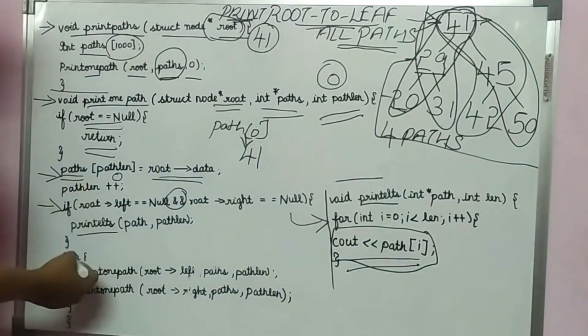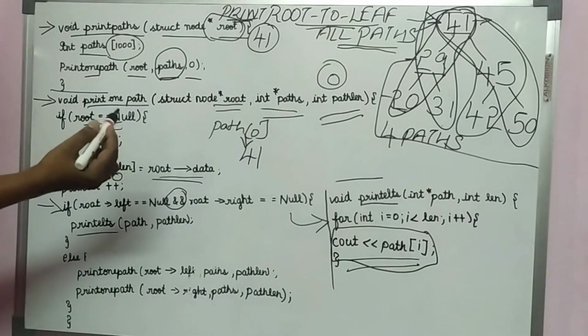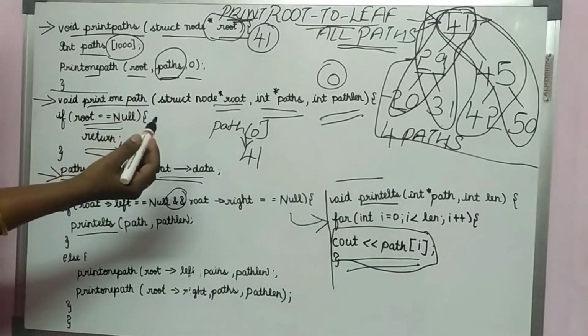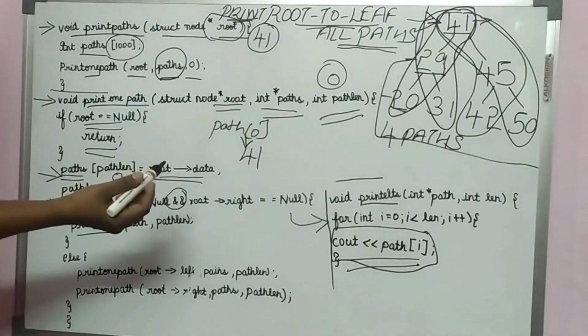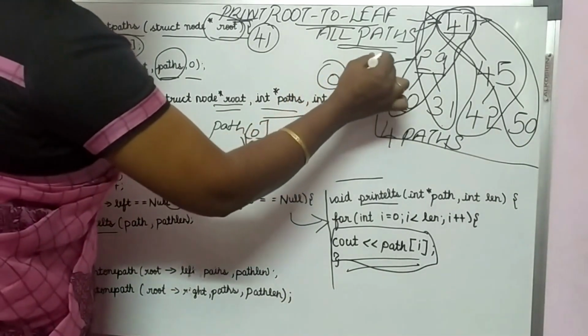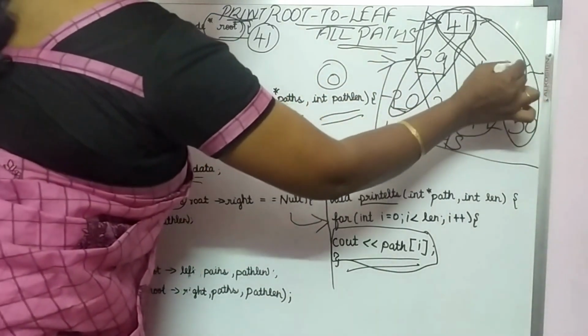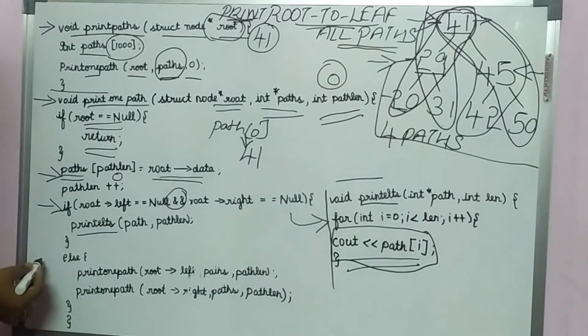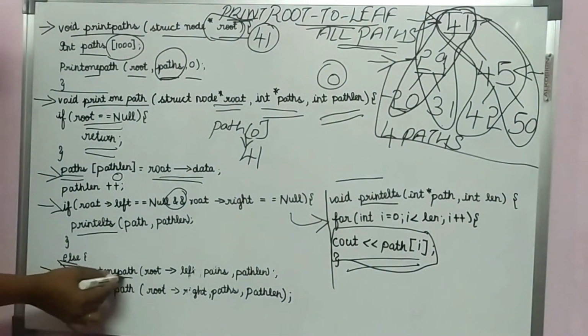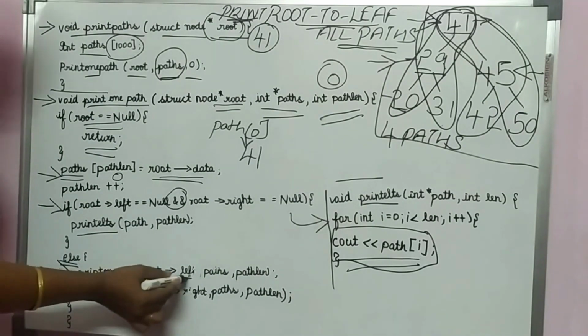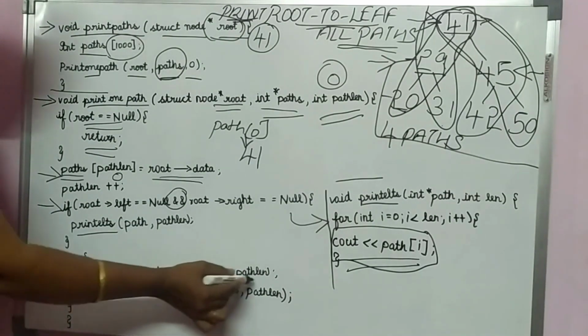So if it doesn't reach that position, so in our tree, as of now, the root of left is not equal to null as well as the root of right is not equal to null. You can see it points to the values 29 as well as 45. So now the control comes over here. Can you see inside the else? I am calling the same function by passing the root of left, path and path length.